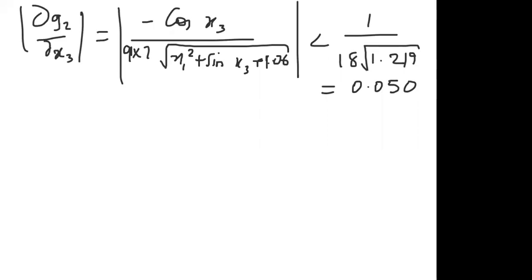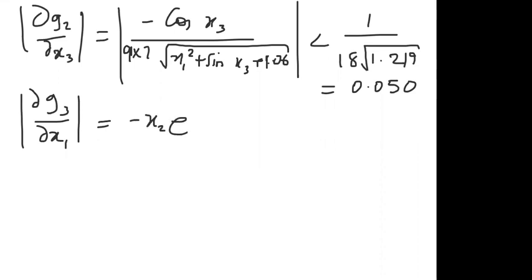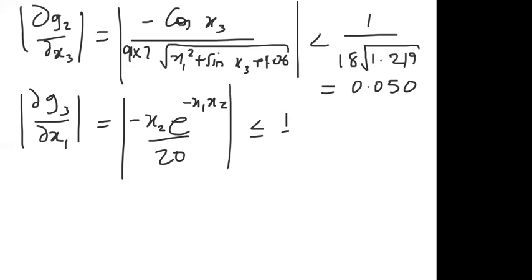So we are done with partial derivatives of G2. We'll move on to partial derivatives of G3. Okay, with respect to X1, we'll do the same. With respect to X1, we are going to get minus X2, then e to power minus X1 X2, everything divided by 20. So that's the value that we're going to get. The other value is a constant, so it will just give us 0. And this will just be less than or equal to 1/20.